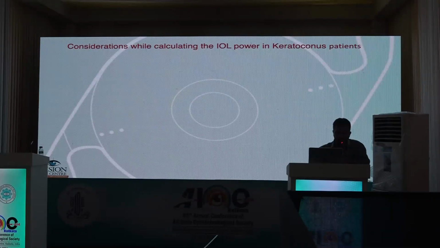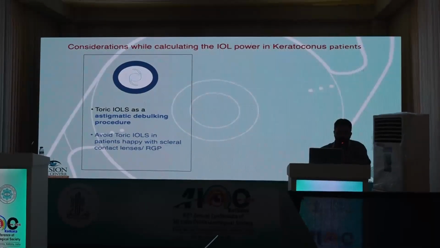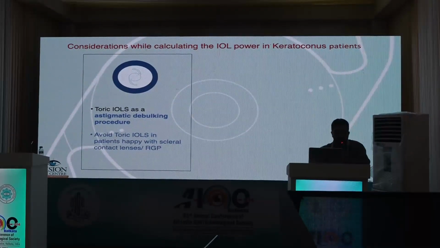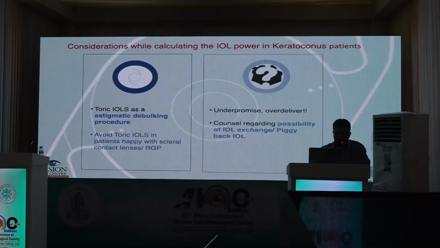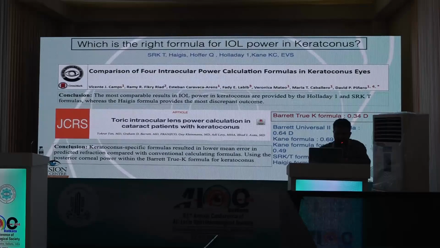So when you're choosing your IOL power, particularly toric IOLs in keratoconus, what is important is that you should be aware that this is just an astigmatism debulking procedure. You are not trying to eliminate the astigmatism. And a lot of keratoconus patients are happy with RGPs or scleral lenses. So those are patients that you should not be considering toric IOLs in. Always under-promise in these patients and counsel about the possibility of a refractive surprise, and tell them that you're just trying to reduce the astigmatism here, not eliminate it.